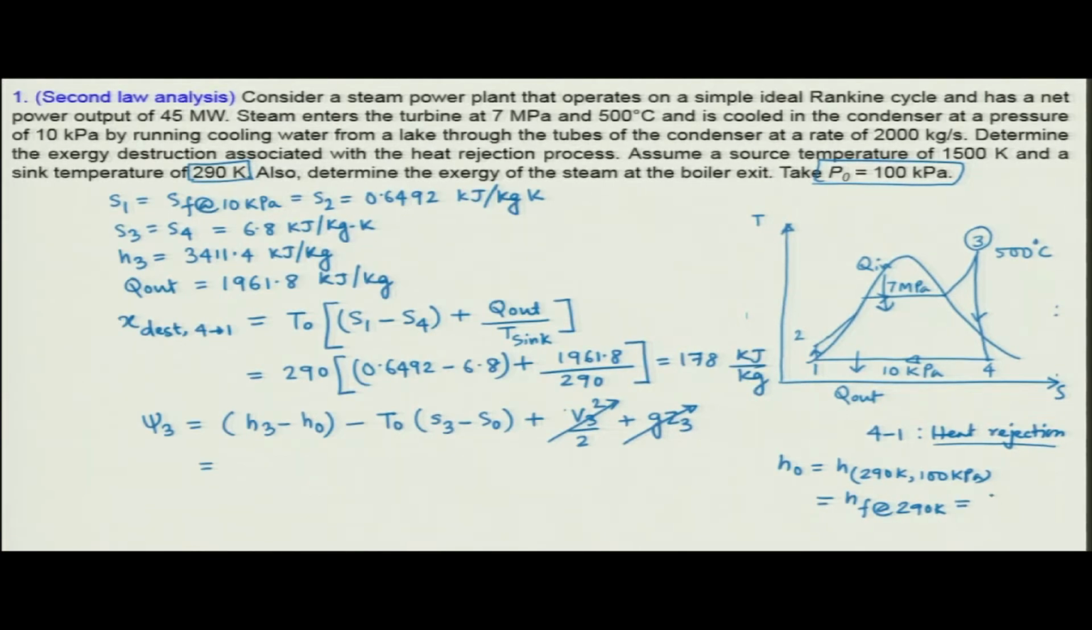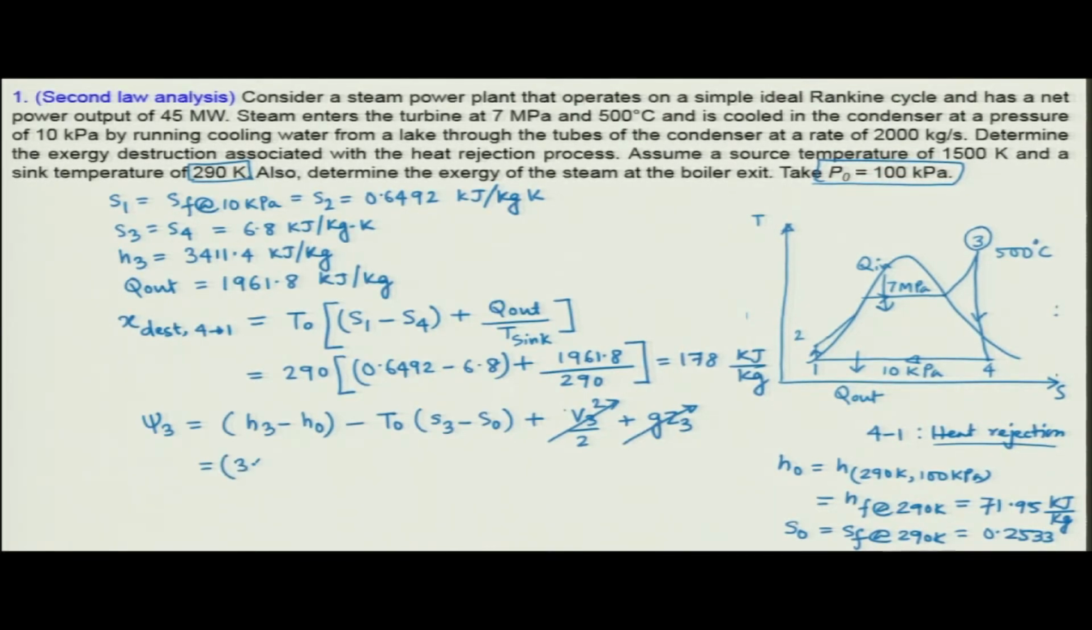And you can write it as 71.95 kilojoule per kg. So, this is the H naught. Now, you have to also know what is S naught. So, S naught similarly you can write as SF at 290 Kelvin, and that is equal to 0.2533 kilojoule per kg Kelvin. Okay. So, now you plug in the numbers here.